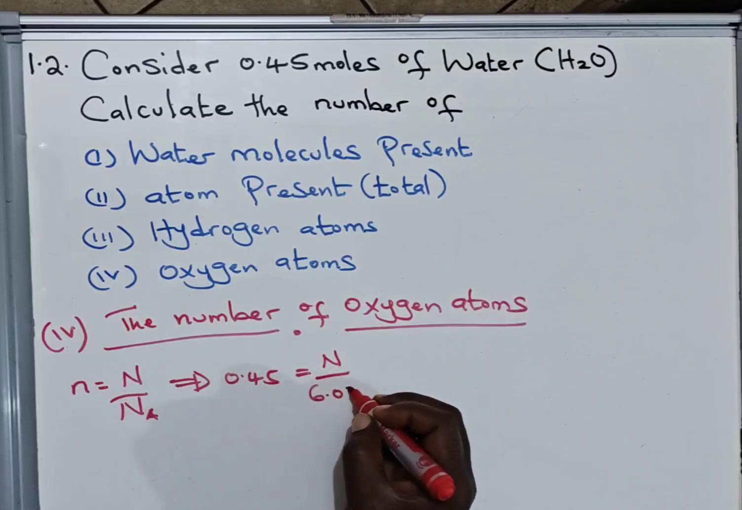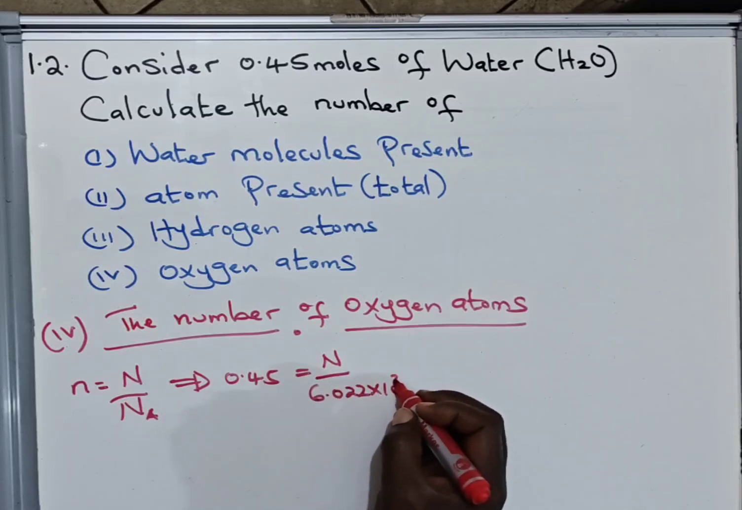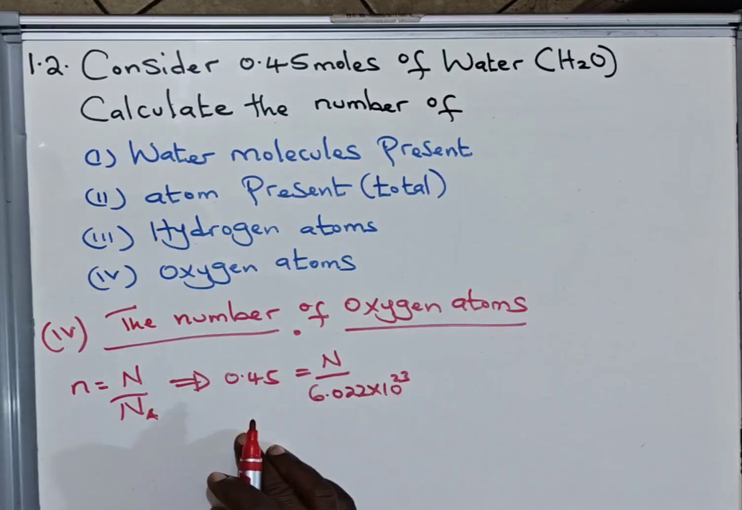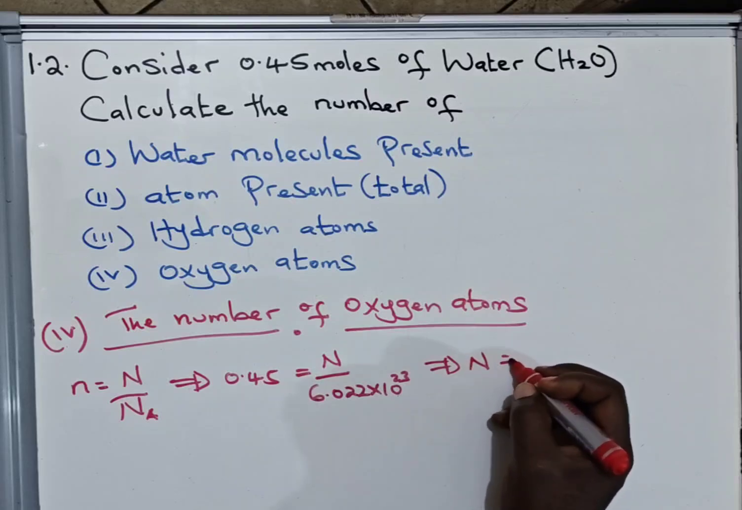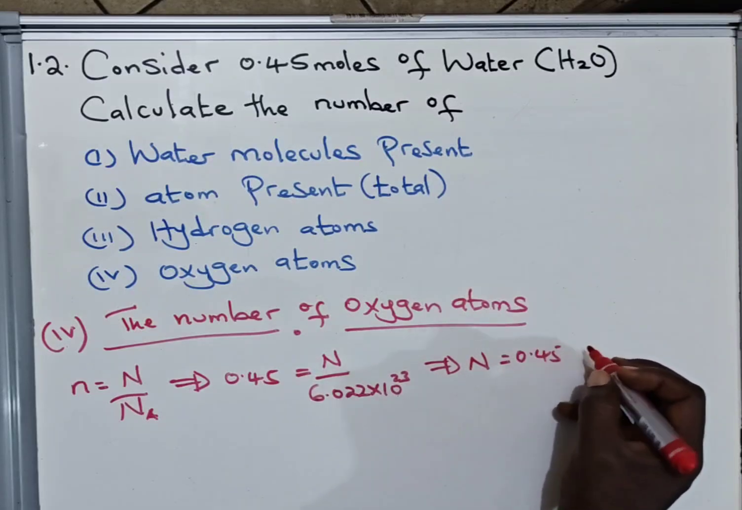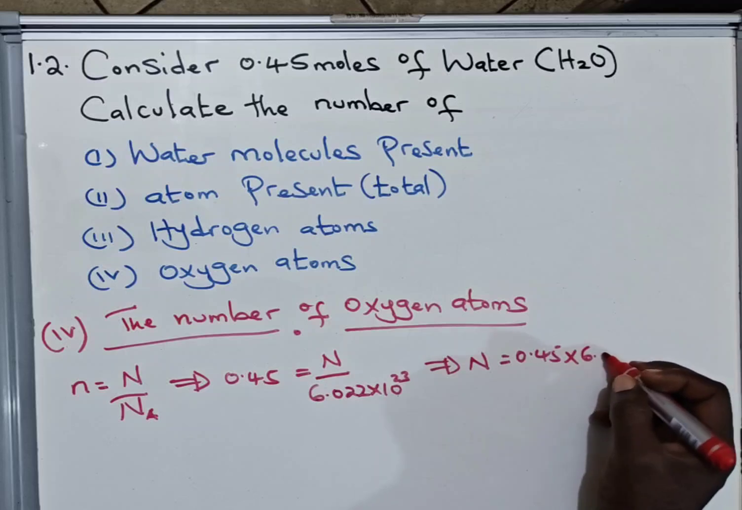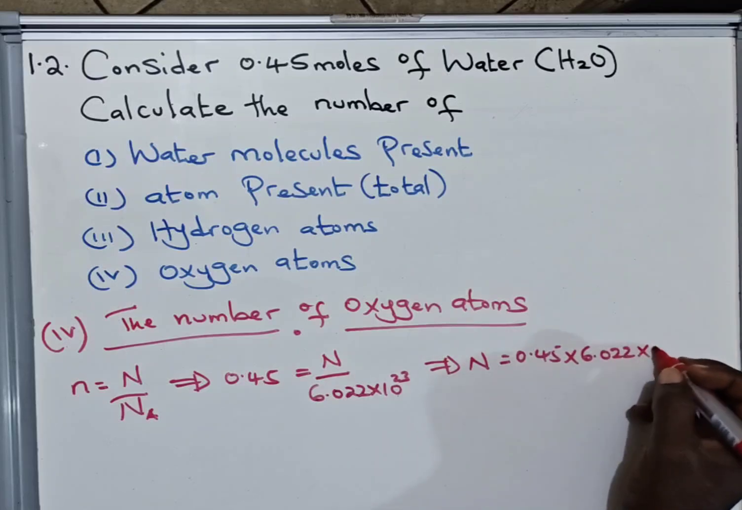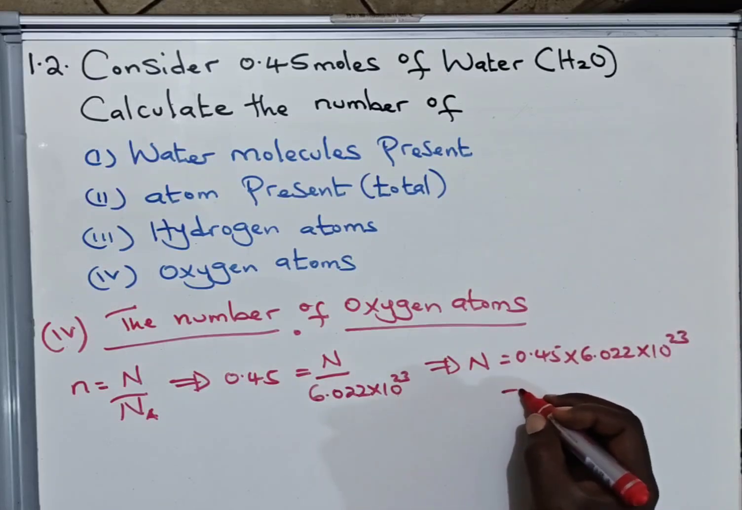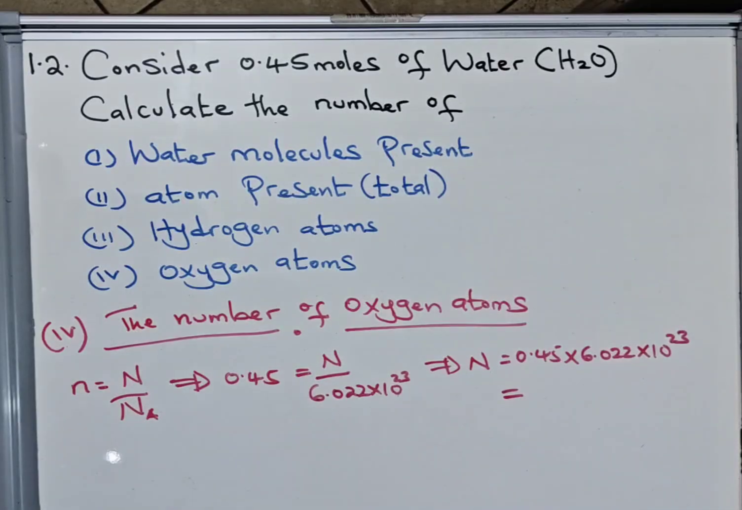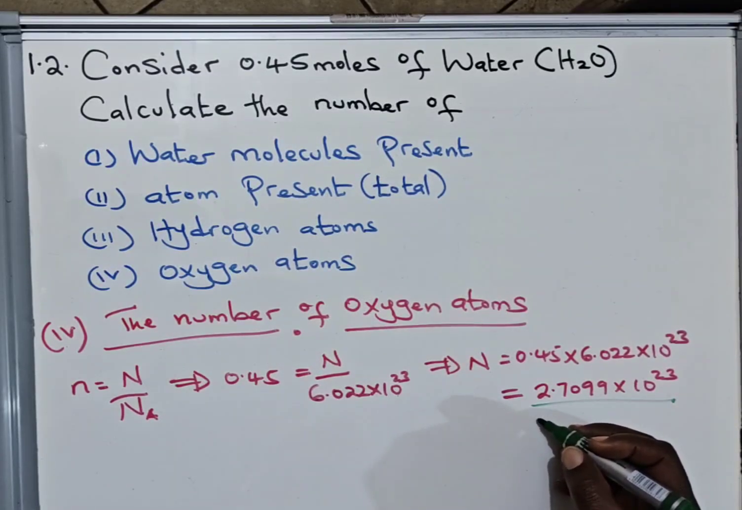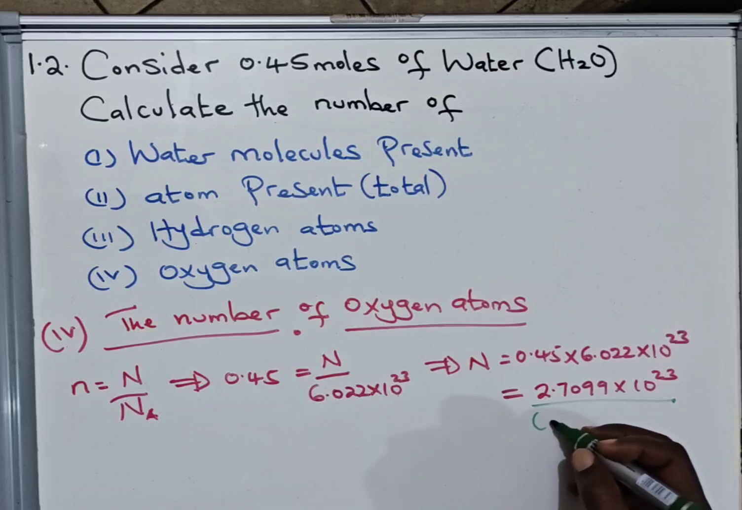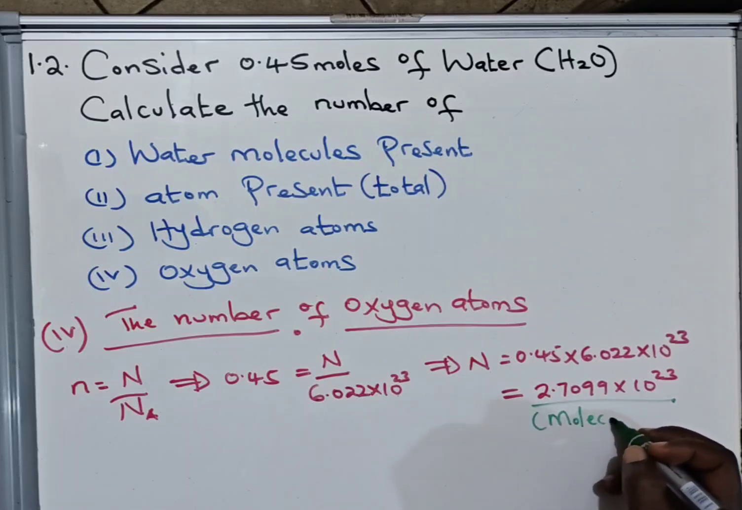over 6.022 times 10 power 23. So by cross multiplying, N is going to be equal to 0.45 times 6.022 times 10 power 23, giving you this. So what you have here are water molecules.